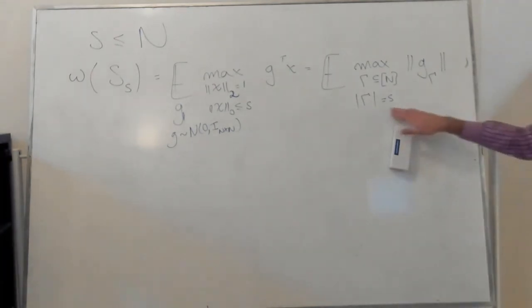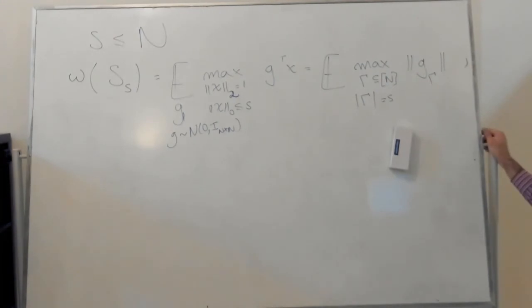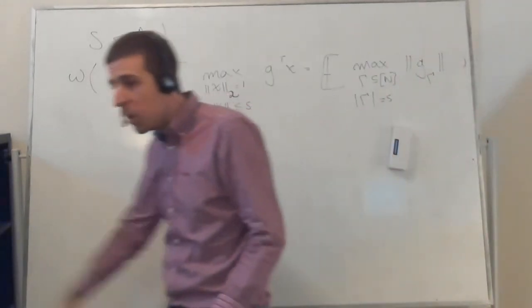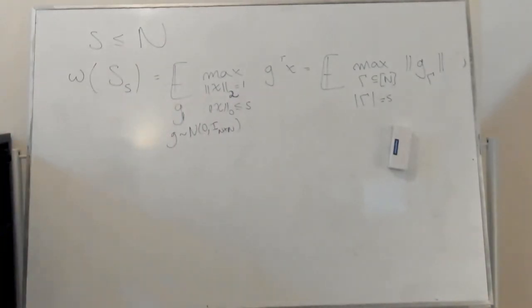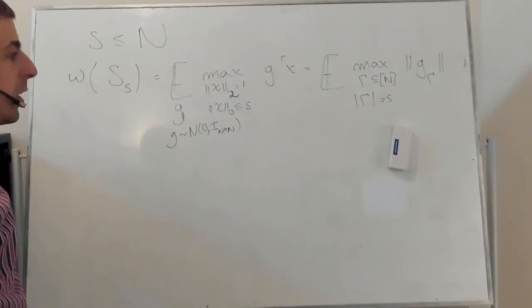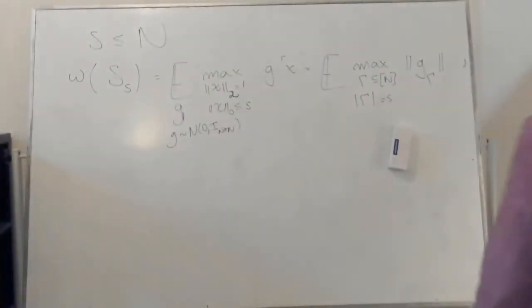Now, we know, if the support was just 1, it was about just finding the largest entry of n independent Gaussians. We know this is around square root log n. And essentially what we'll see is that the right value for this will be around square root of S log n over S. Okay, so let's see that.